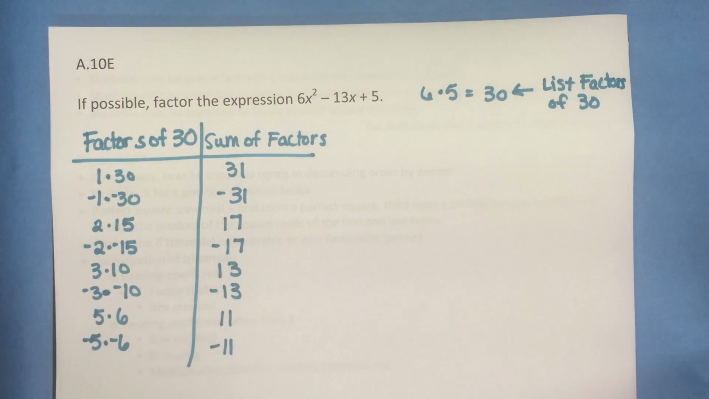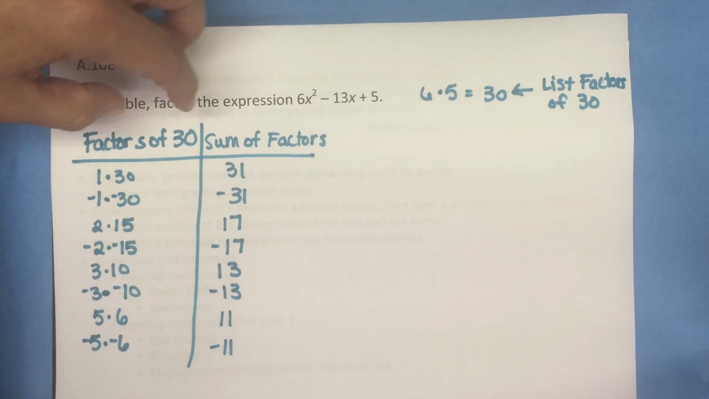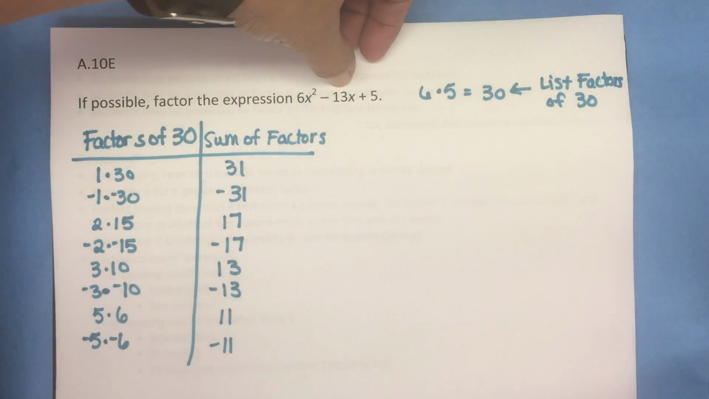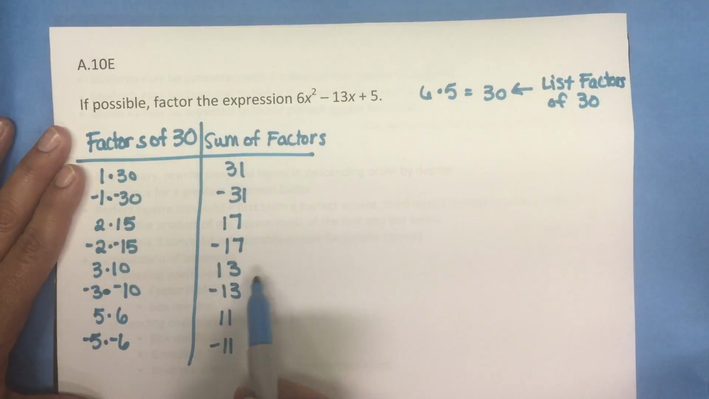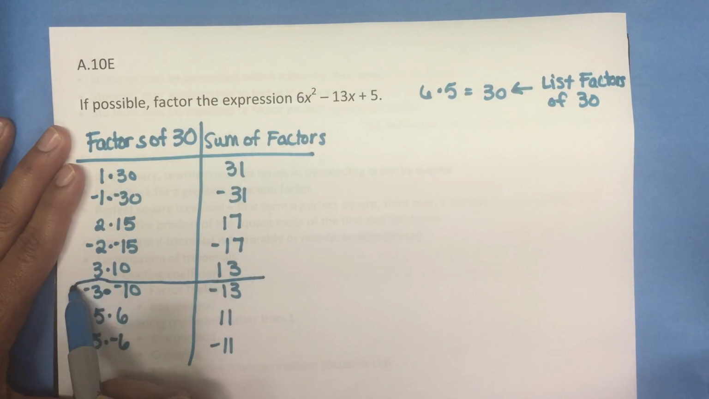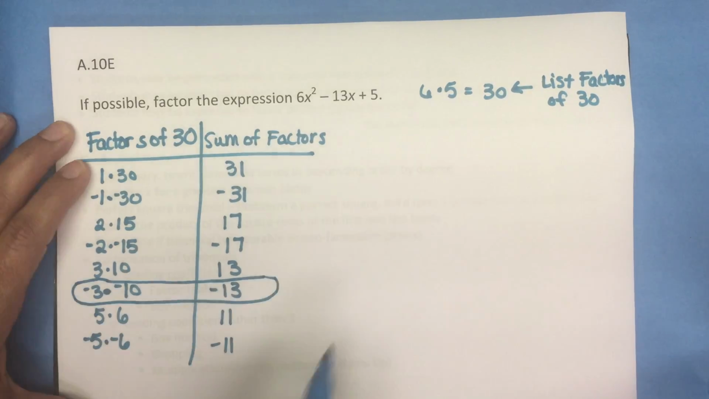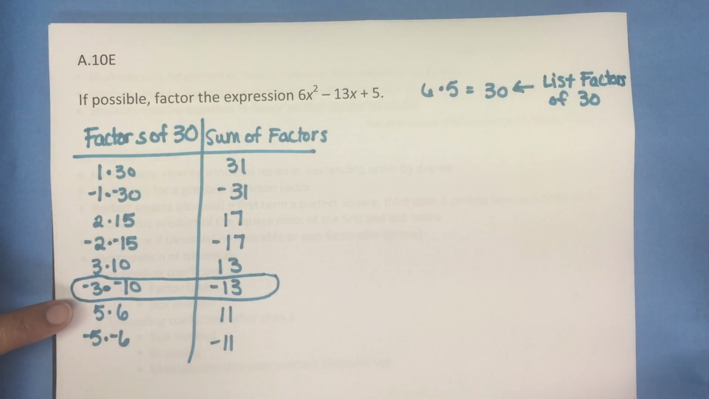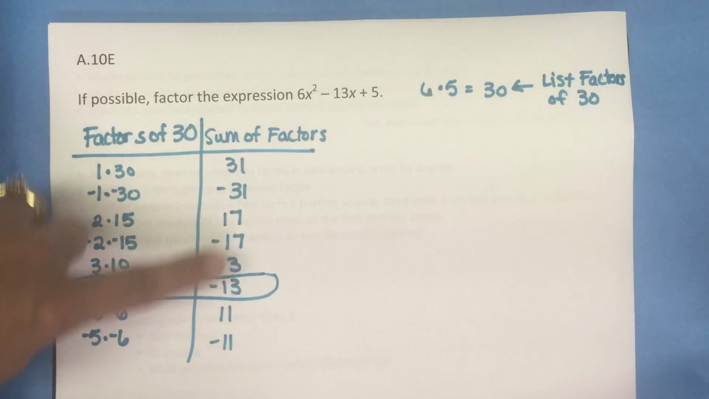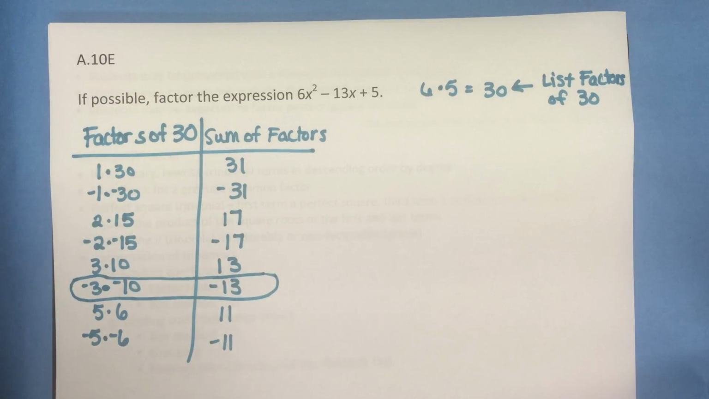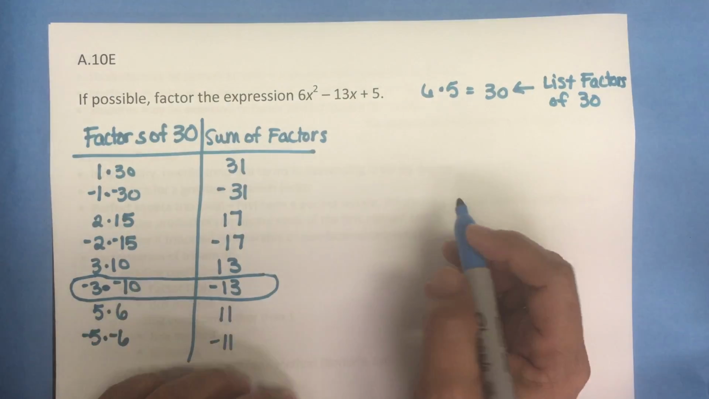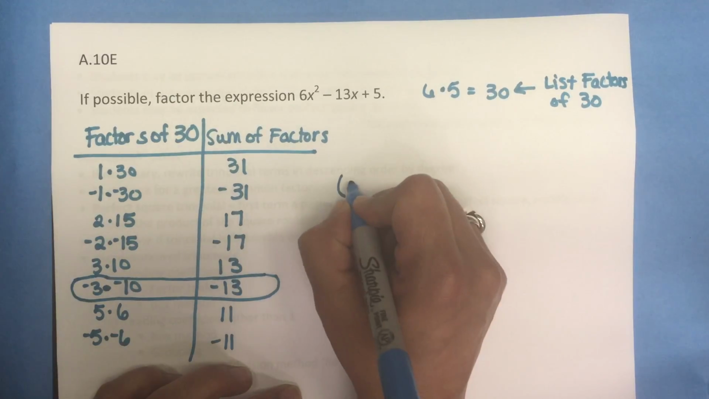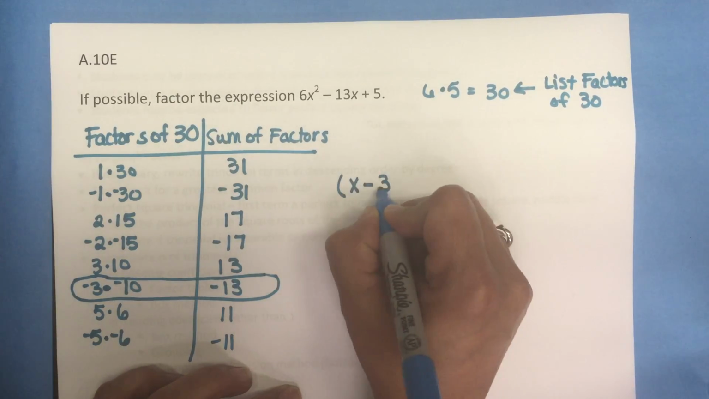So we need a set of factors that multiply to give us 30, but they need to add to give us the middle term of that trinomial, negative 13. If I look in the factor table, I can see that the factors negative 3 and negative 10 give us a product of positive 30 and a sum of negative 13. So I'm going to use those factors to go ahead and set up two binomials.